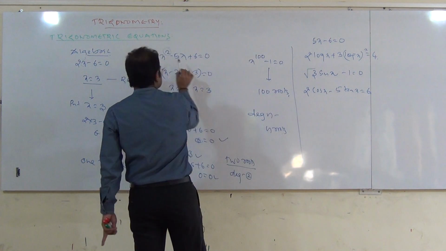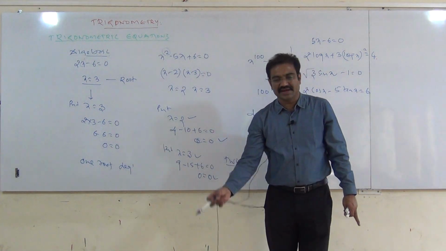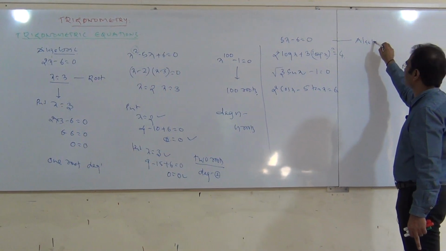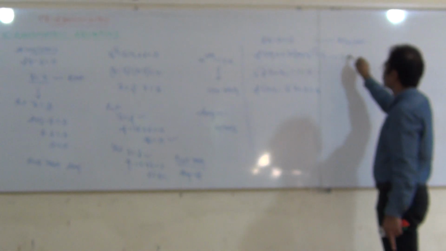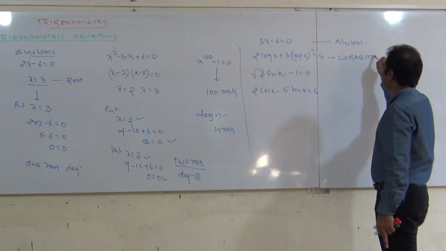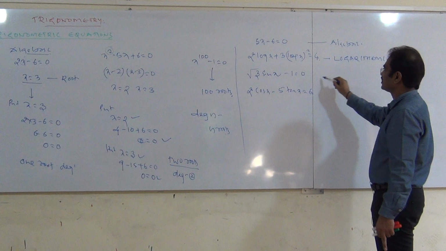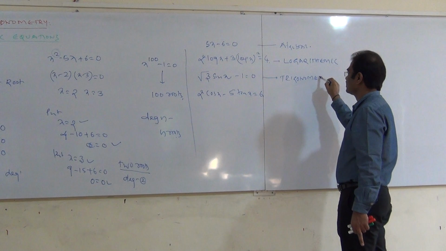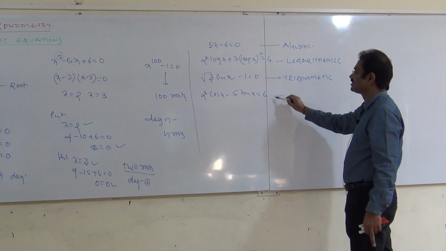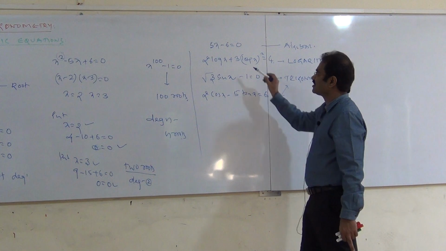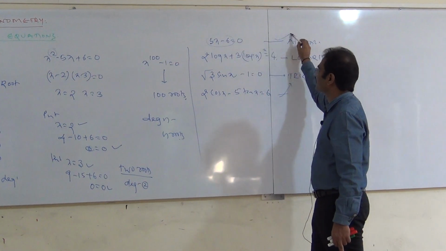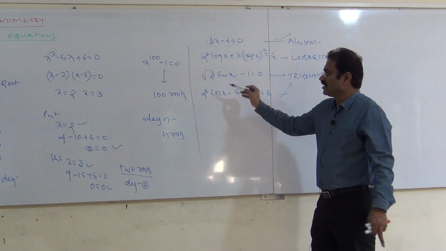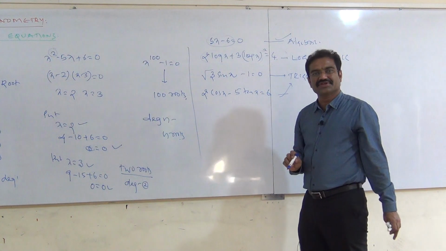If it contains algebraic terms, then we call that an algebraic equation. Therefore, this is called an algebraic equation. This is called a logarithmic equation, and this is called a trigonometric equation. Why? Because it contains trigonometric terms. It means that if algebraic terms are there, it is an algebraic equation; if logarithmic terms are there, a logarithmic equation; if trigonometric terms are there, a trigonometric equation.